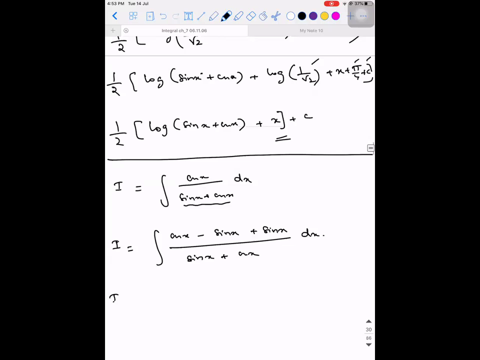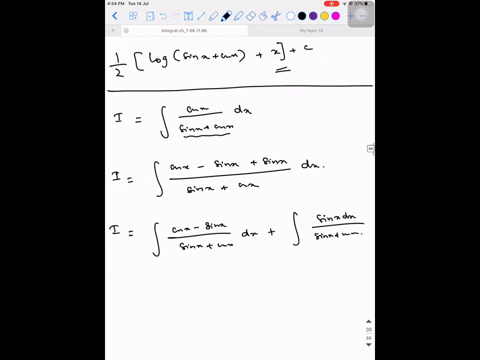So this will become I is equal to integral of cos x minus sin x. You should know which ones to combine. Cos x minus sin x divided by sin x plus cos x into dx, plus integral of sin x dx divided by sin x plus cos x. Now, if you substitute the denominator as t, the numerator will be dt. You can do that and see. Then the answer here will become log of sin x plus cos x. Sorry, dx is gone.